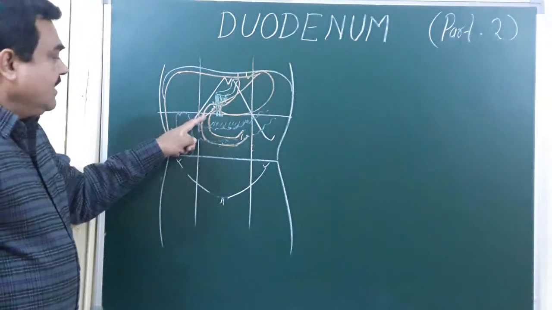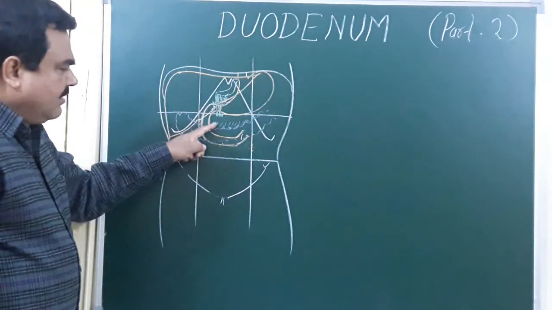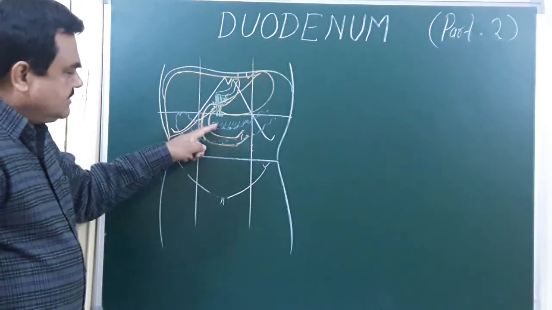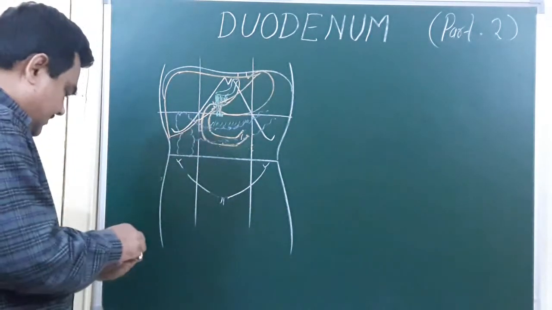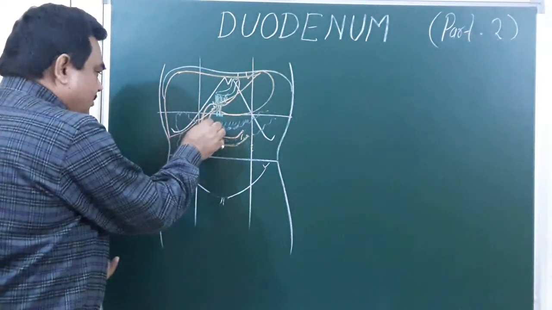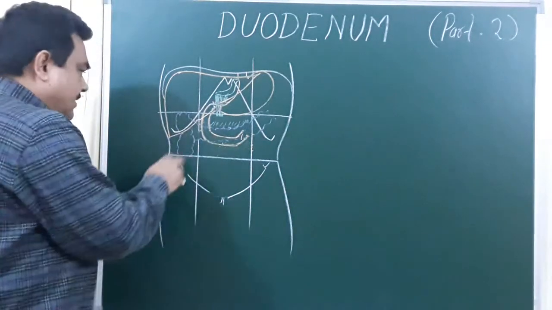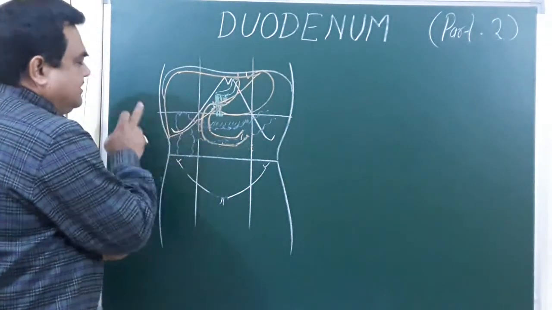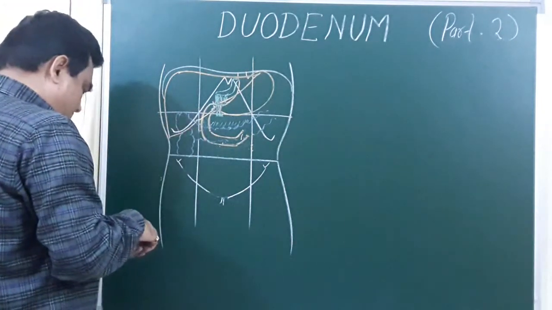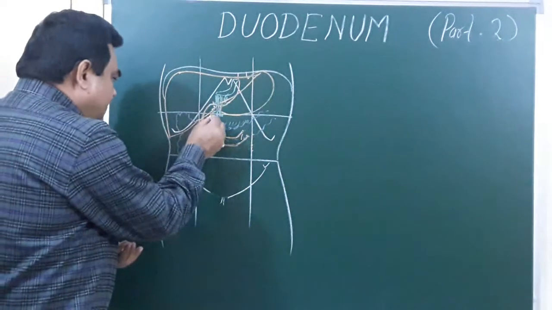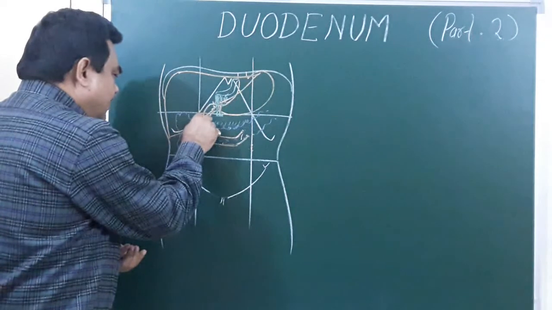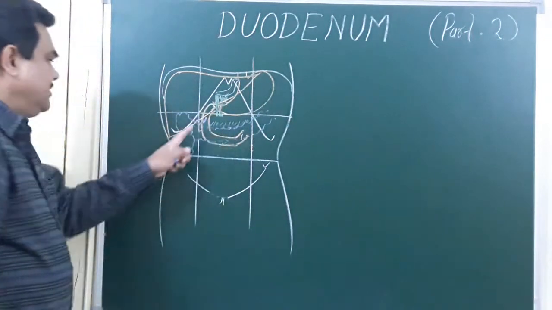Here you can see the root of the mesentery, that is the root of the transverse mesocolon, which we have kept here. It is also present here, and the transverse mesocolon also covers this. So these structures lie anterior to this, and here the fundus of the gallbladder is also present. Part of the gallbladder also lies anterior to this.